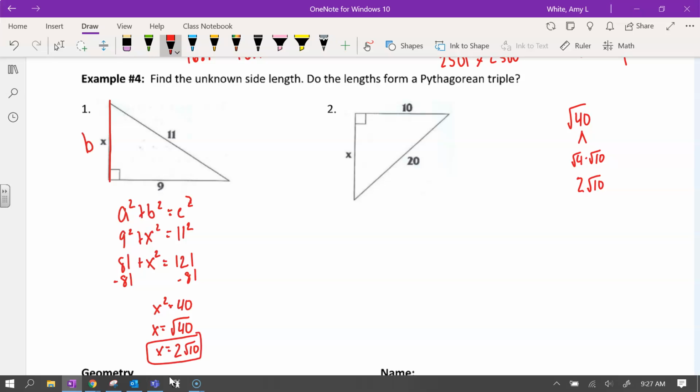And this is how we know it's not a Pythagorean triple, because 2 square root of 10 is not a whole number. So even though we can evaluate the side length, which is great, we do want to acknowledge that this is not a Pythagorean triple.